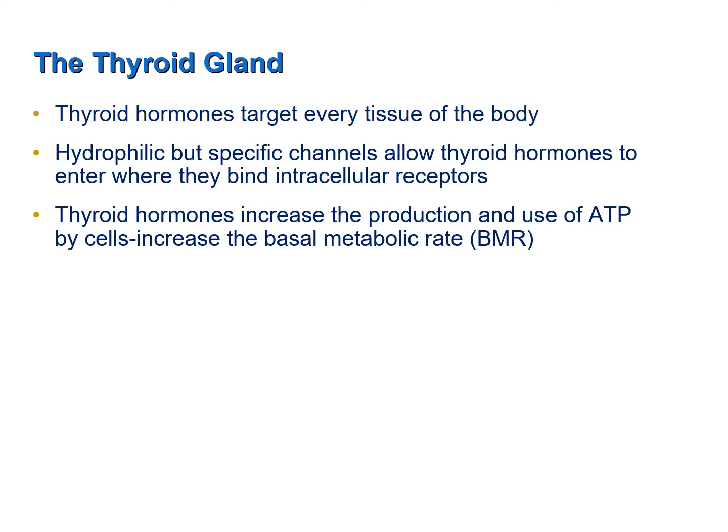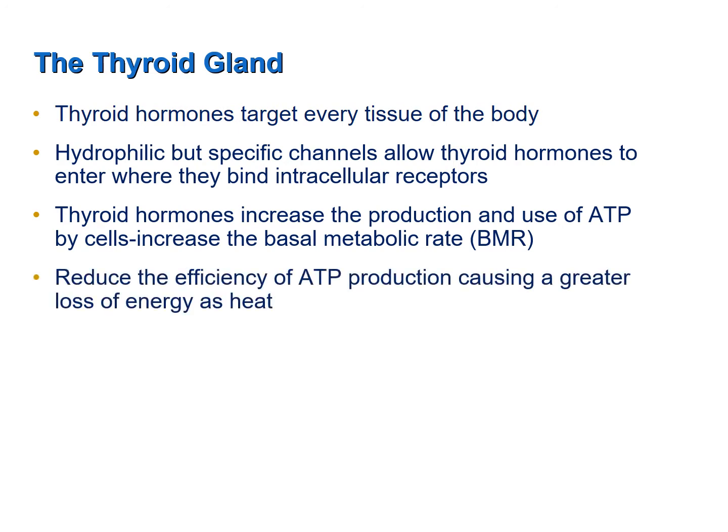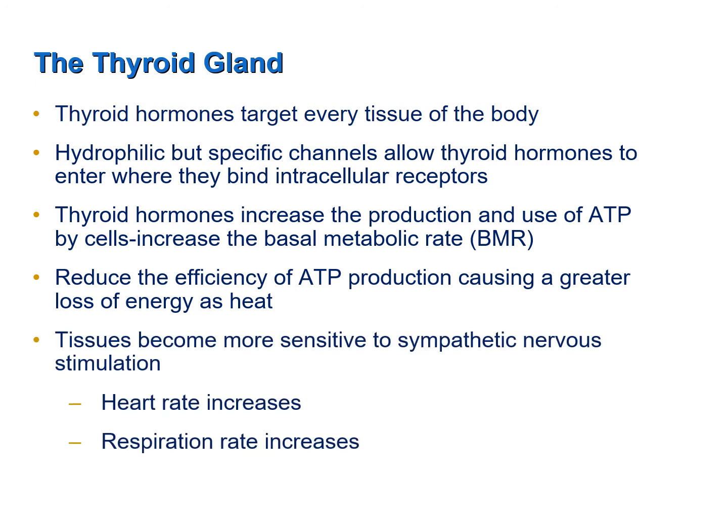Thyroid hormones, after binding receptors inside their target cells, increase the production and the use of ATP by those cells, and this increases the amount of energy required just to maintain life, or what is called the basal metabolic rate. So thyroid hormones overall increase the basal metabolic rate. They also reduce the efficiency of ATP production, causing a greater amount of energy to be lost as heat in the production of ATP. So thyroid hormones increase the amount of heat produced by the body.